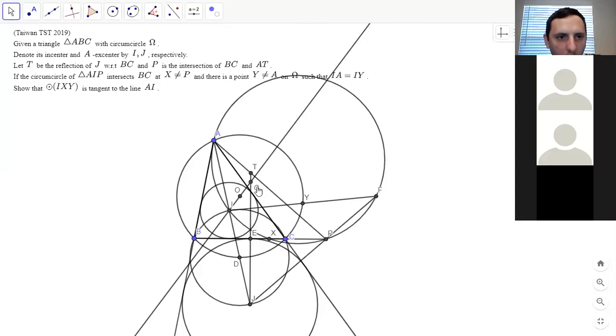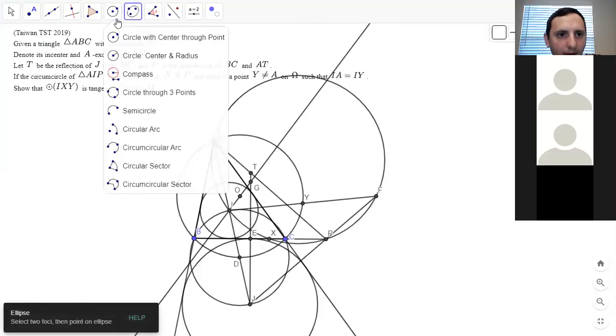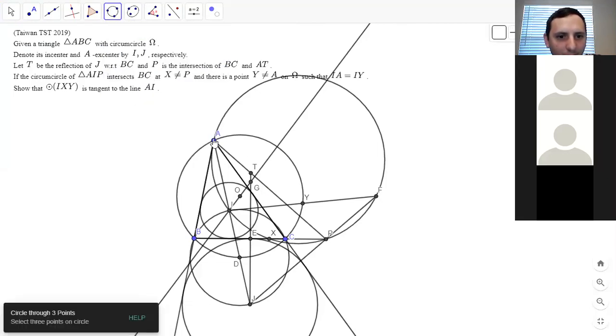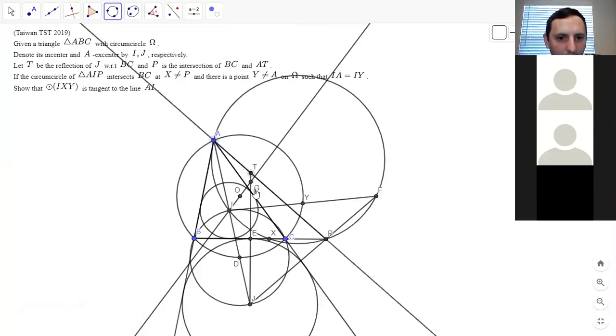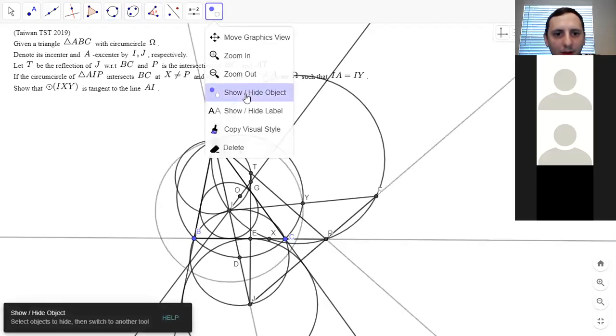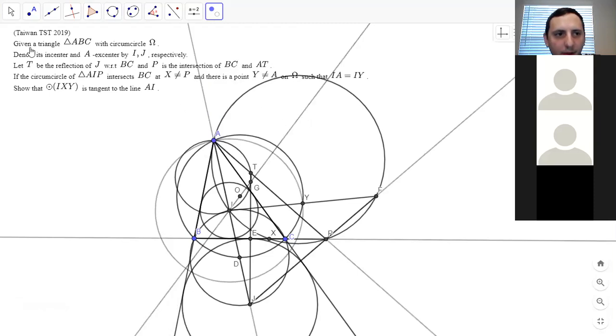Now I, T, G and A. Interesting. I, T, G and A would be cyclic. Yeah, because you found TPJ is equal to AIY. Yeah. Interesting. That makes sense.